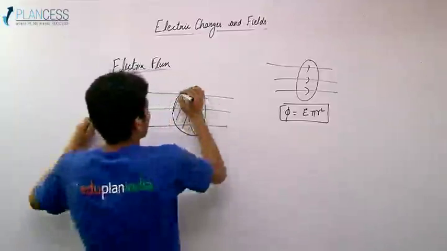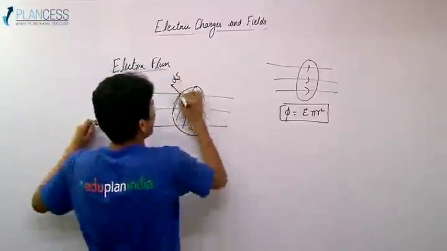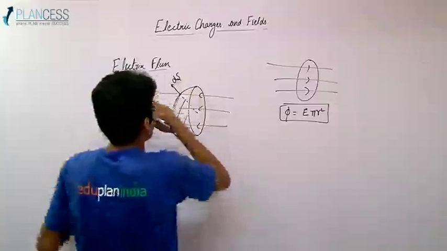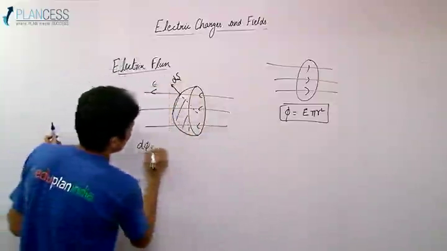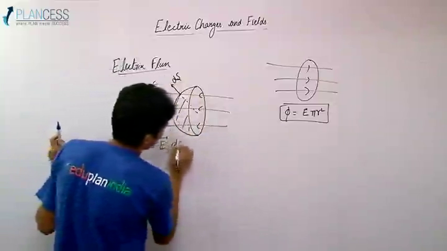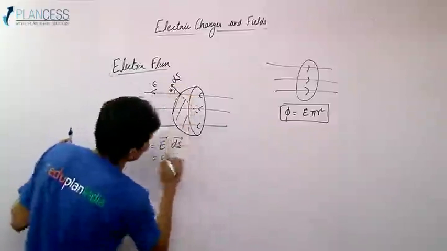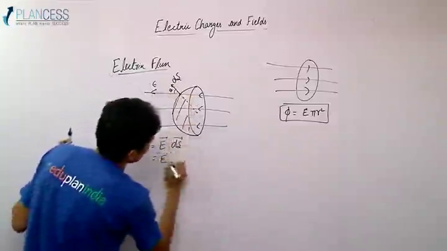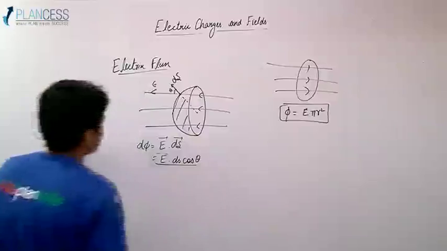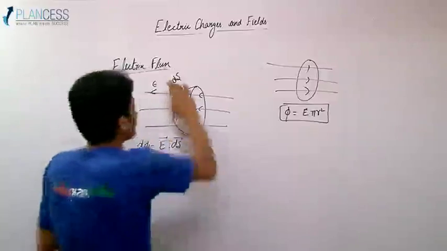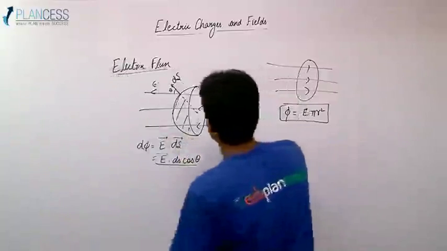So if I calculate it at any point here, ds would be something like this, radially outward, and E is something like this. So I can say that at that point E dot ds, with this as theta, I can write as E magnitude into ds magnitude cos theta. Now the point to be noted is, what is ds cos theta? Firstly, let us understand what is ds.